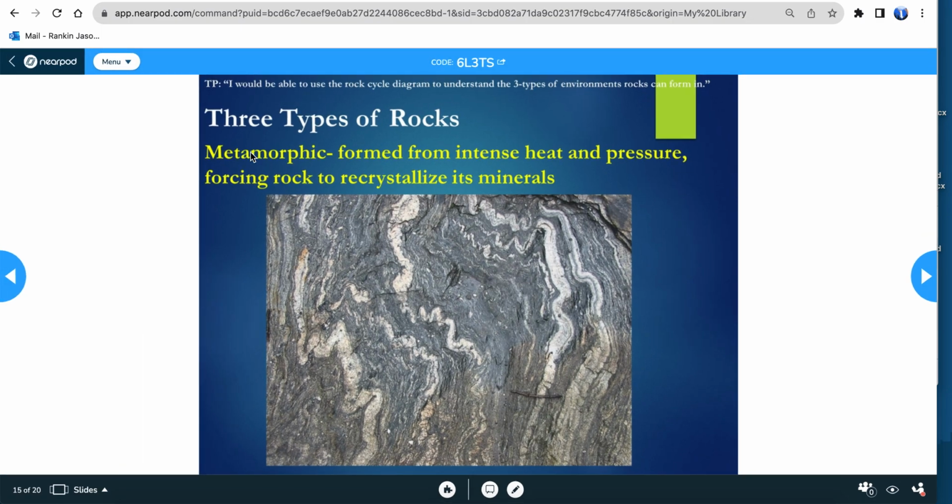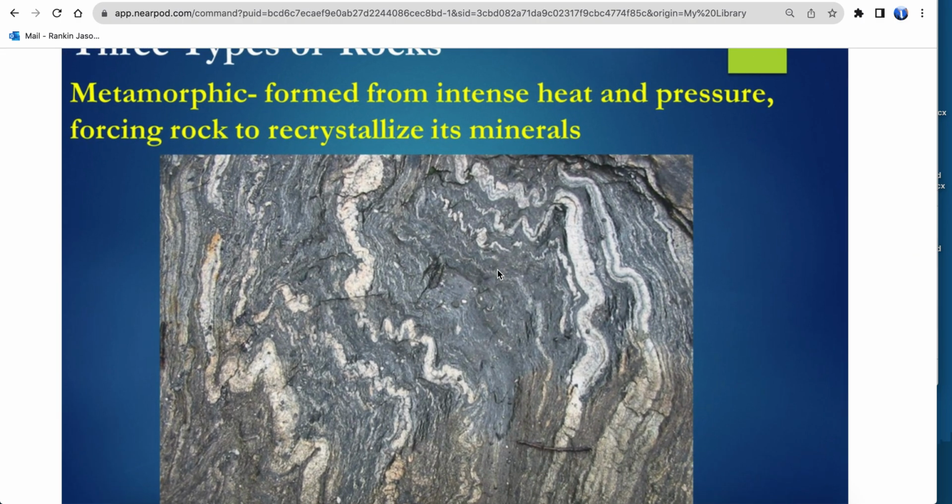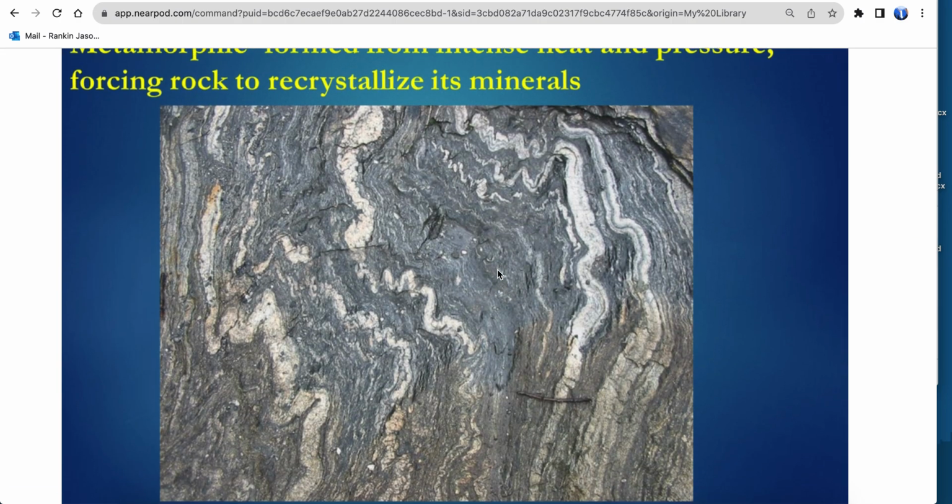All right, next one, metamorphic. Formed from intense heat and pressure, forcing rocks to recrystallize its minerals. So this heat and pressure builds up and does not melt the rock. It's just going to recrystallize. It's going to become heated enough so that the rock becomes maybe more of a soft solid, not in liquid form though.